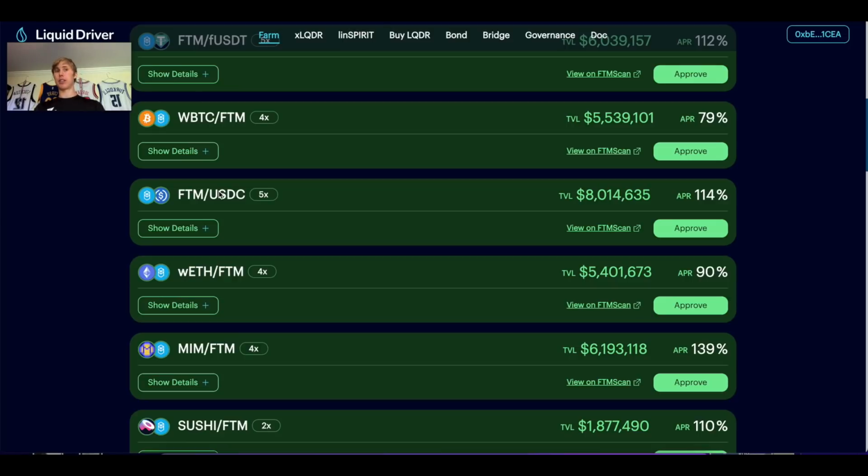Liquid Driver understands and sees this success in the Spirit protocol, and they are leveraging off this. That's the same thing Convex did with Curve. Now you are going to see other models like this. Just want you guys to understand that concept so you guys can look for that yourselves.